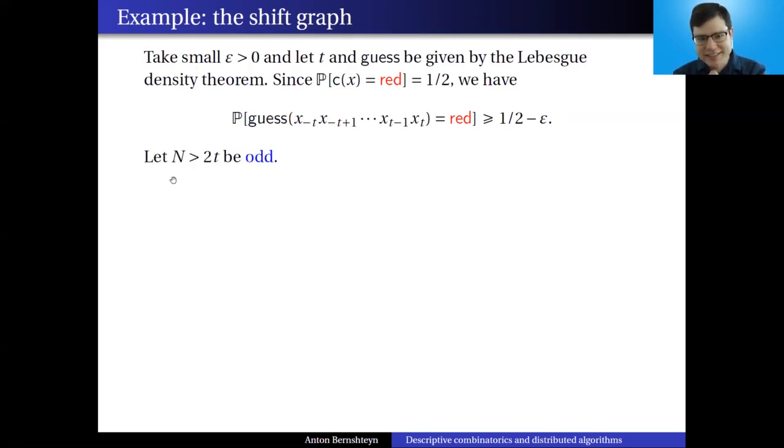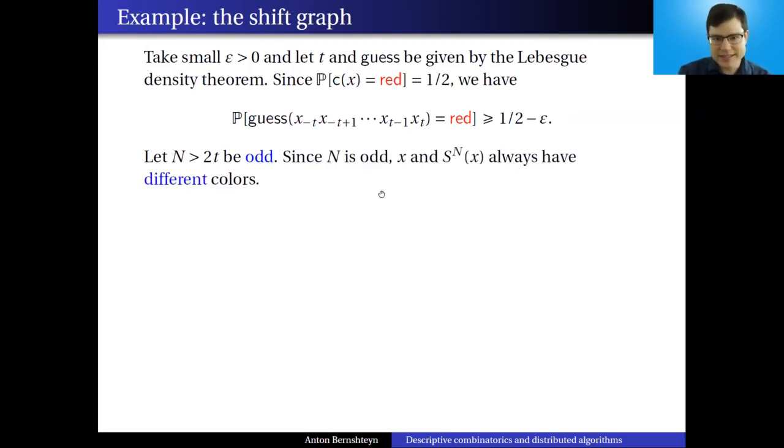Now here's the crux of the proof. Let's take a really large odd integer n. Really large means bigger than 2t, is what we need. Why do I want it to be odd? Because since it's odd, x and x shifted n times always have different colors, because the colors alternate. If x is red, then its shift is blue, the next shift is red, etc. So if you shift it an odd number of times, the resulting vertex has to have a different color. So these two always have different colors. That's on the one hand.